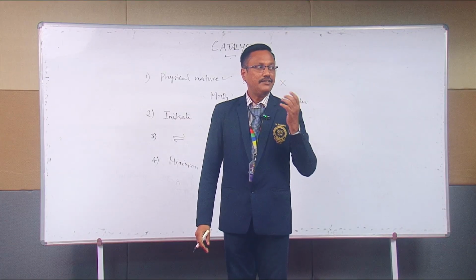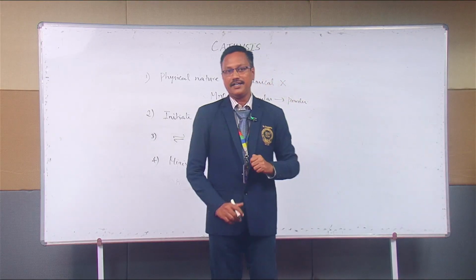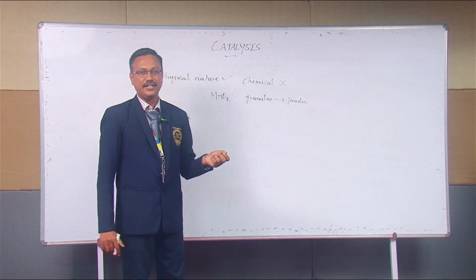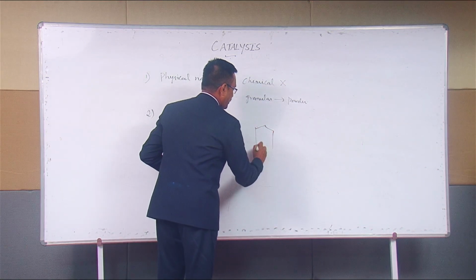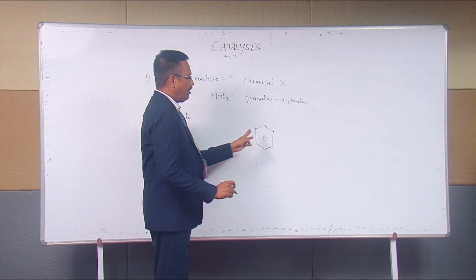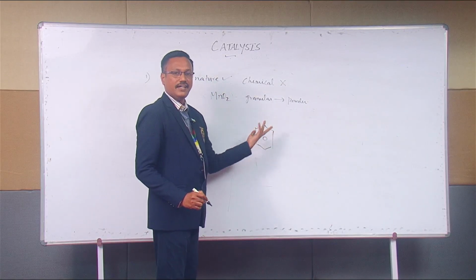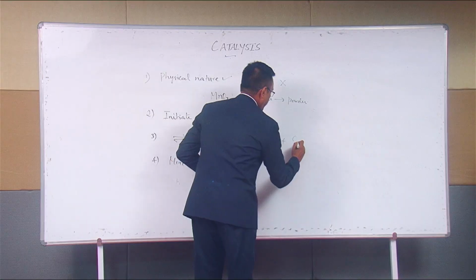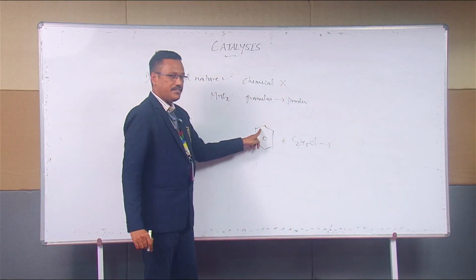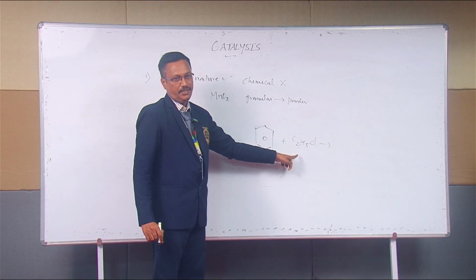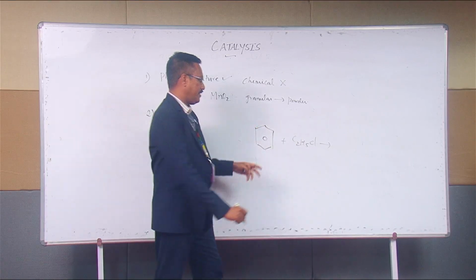Exceptions are there. For example, considering organic reactions, we have the Friedel-Crafts reaction, right? What is the Friedel-Crafts reaction? Alkylation of benzene. I have benzene, and the benzene has to be alkylated. What is the alkylating agent? You can have ethyl chloride or any alkyl halide. One of the hydrogens will be substituted by an ethyl group, so you will have ethyl benzene.